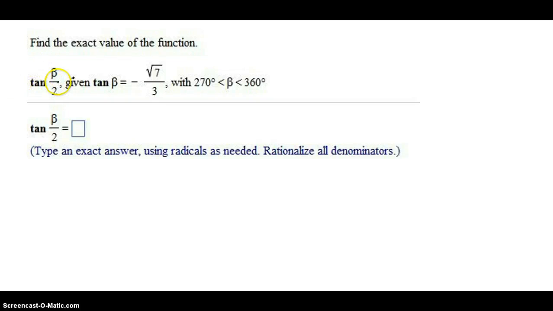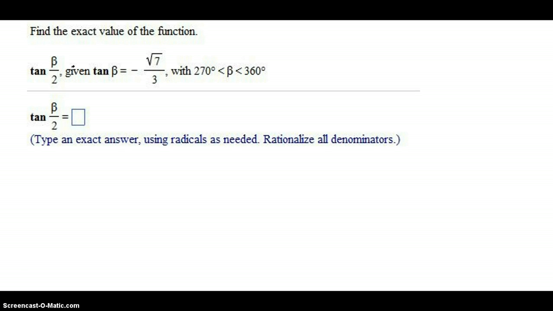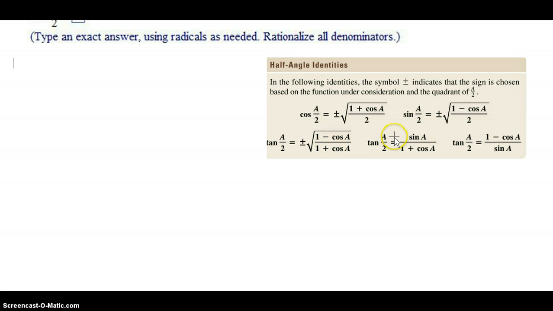In this video, we're going to find tangent of beta over 2, given that tangent of beta is negative square root of 7 over 3, with beta being between 270 degrees and 360. To do this, we need to use one of the half-angle identities for tangent listed on this chart. It really doesn't matter which one you use, so I'm going to pick the first one.